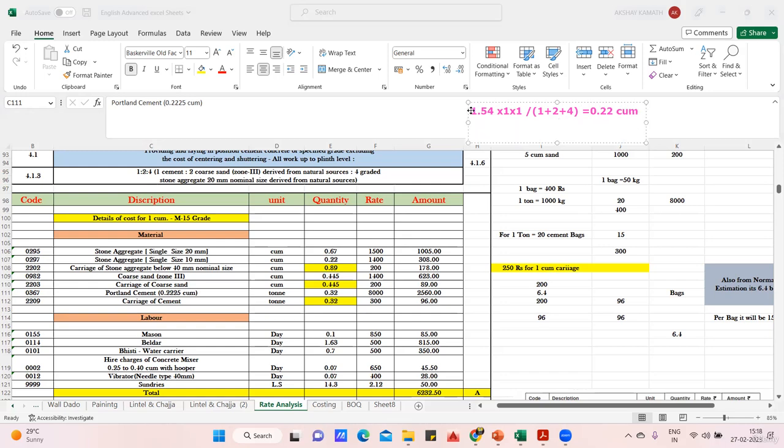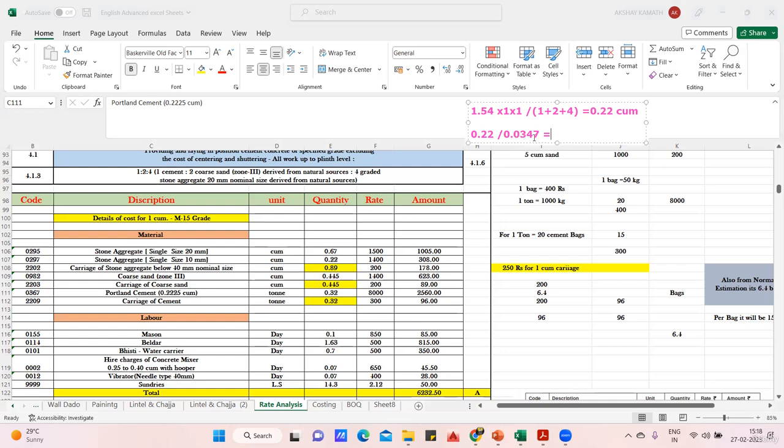I'll find the number of bags. We know that if this is a quantity and I divide by the volume of one bag, the volume of a 50 kg bag, we already know it is 0.0347. This much you can do, right? This is the total quantity I got. If I want to find the number of bags, whatever quantity I got, I divide it by the volume of one bag, which is 0.0347.